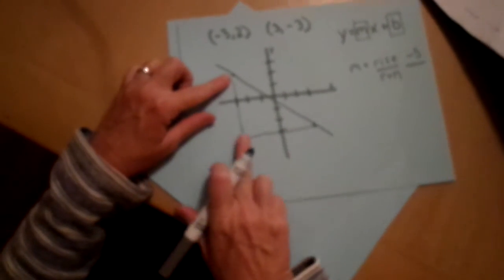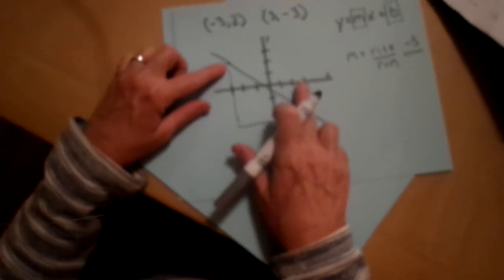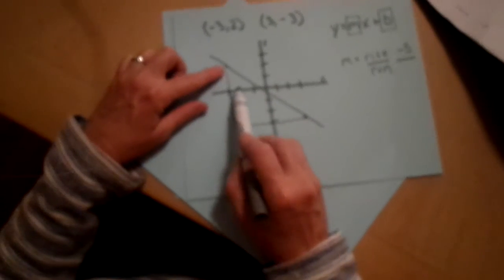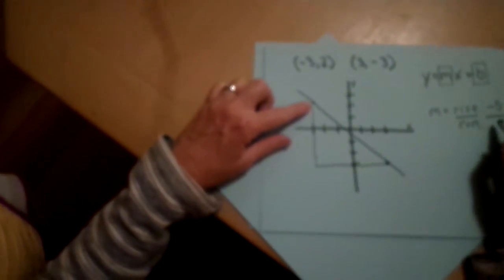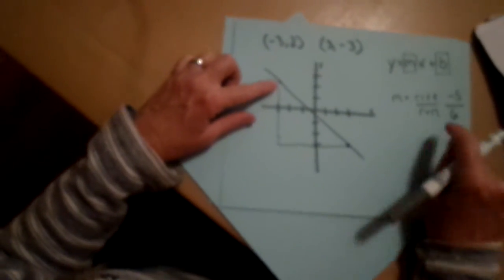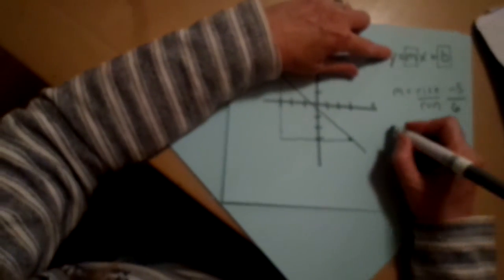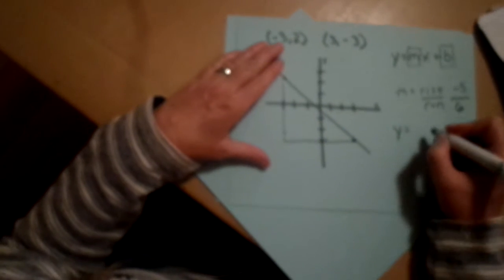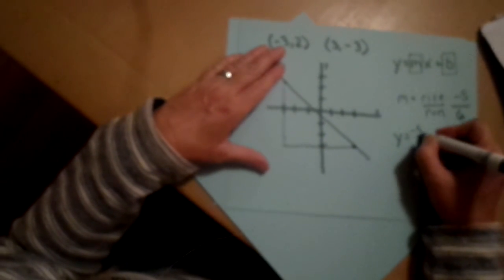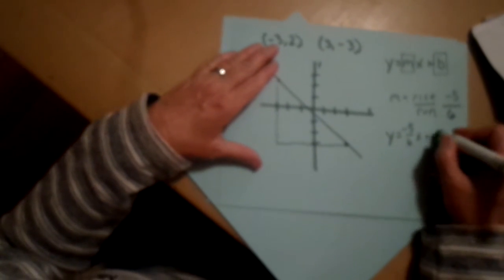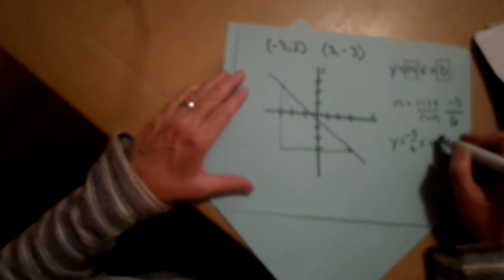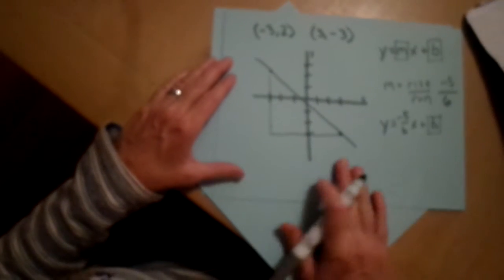Now we want to see how far over along the x-axis this point traveled. It went 1, 2, 3, 4, 5, 6. So the slope is -5/6, which we can put back in for m. So we would have y equals -5/6 x plus b. You only need to find the y-intercept and we will be done with this problem.